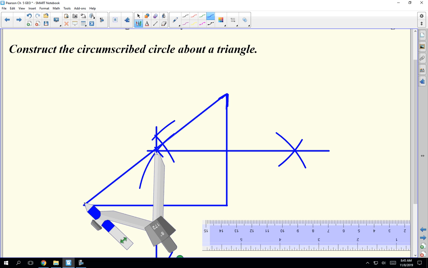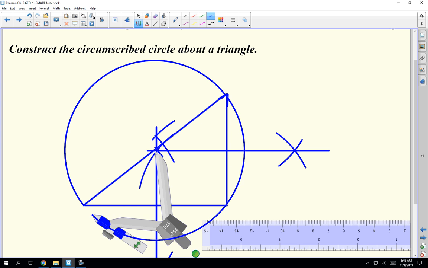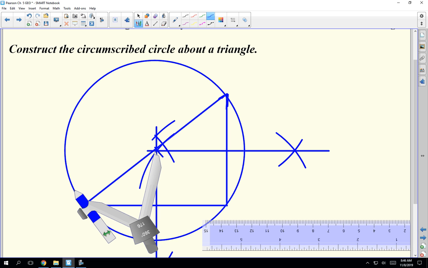If you place your compass point where the two of them intersect, that's the circumcenter, stretch your compass out to this point as best you can, and then just go ahead and swing an arc. So we're measuring this distance from here to any one of the vertices. Swing an arc, and it should hit each of the three vertices. So that's the circumscribed circle. It goes around the triangle. So here's the center of the sports arena problem.